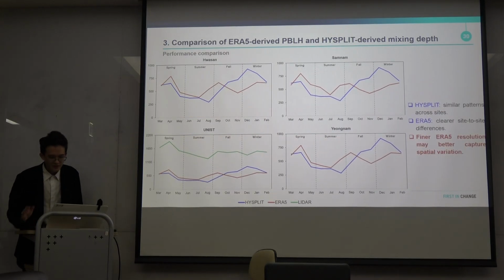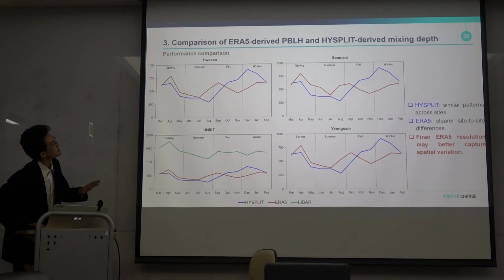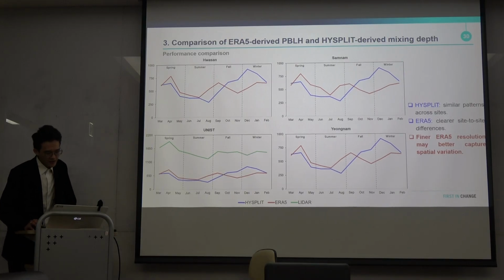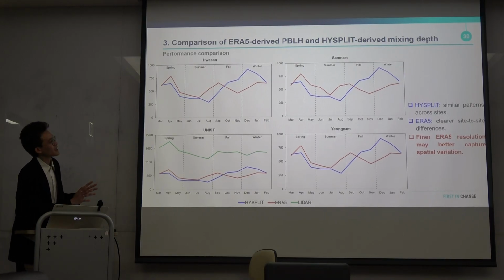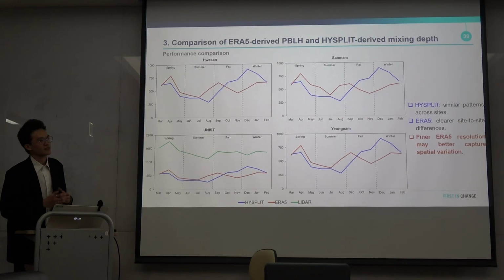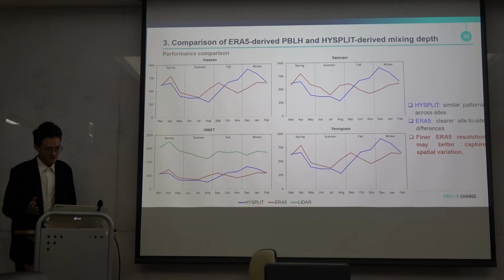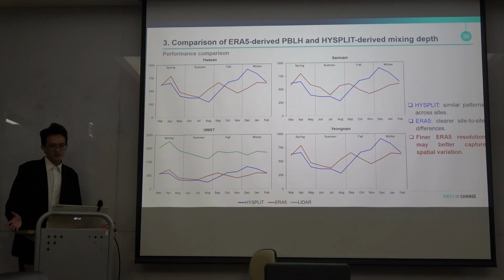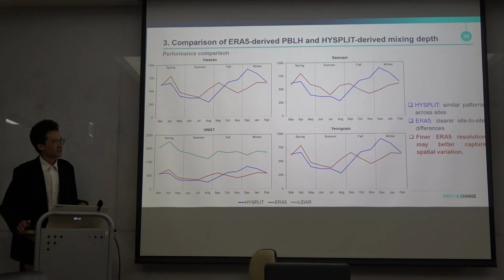This figure compares the monthly PBLH pattern from ERA5 and HYSPLIT at 4 sites: Hwasan, Sannam, Eunice, and Yongnam. Here, the HYSPLIT shows a very similar pattern at all 4 sites. It shows similar patterns, but the actual values are different. I think this is related to the coarser resolution of the NCEP data grid.